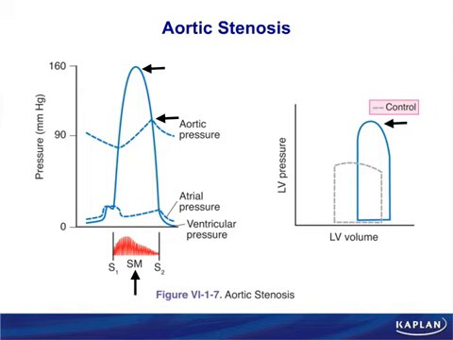Okay? Notice the high diastolic pressure on the pressure volume loop. So this indicates an increased afterload. Remember that diastolic is what we called afterload. A stenotic valve is an elevated afterload. All right? Big increase in afterload.